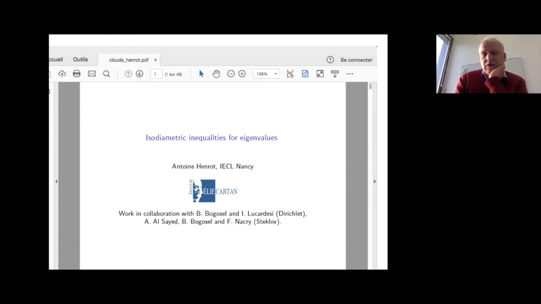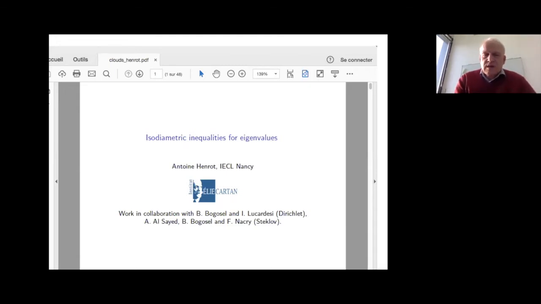I denote by lambda k the Dirichlet eigenvalues of my domain, and also by sigma k the Steklov eigenvalues. For the Steklov eigenvalues, I need some regularity for the domain in order to have a discrete spectrum. I do not follow the same convention that Rick introduced recently, because for me, the first trivial eigenvalue is sigma 0, and sigma 1 is the next one.